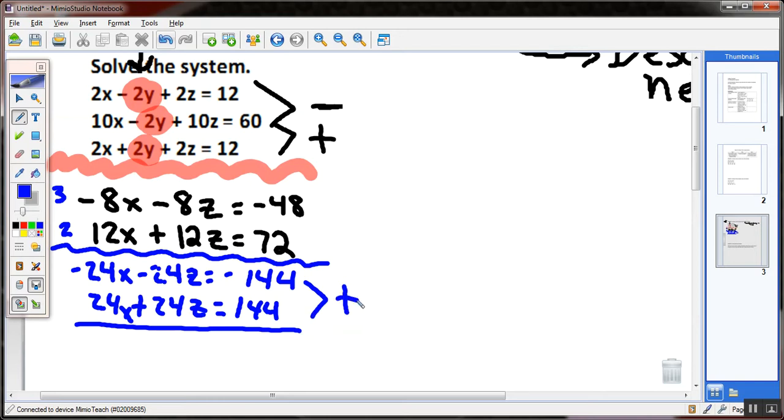Add them together. What's negative 24x plus 24x? Nothing. What's the negative 24z plus 24z? Ooh, nothing. How about on the right side? Negative 144 plus 144? Nothing. Okay, here's the deal. What we've done is we've exhausted ourselves. And we're kind of a unique case right here because the y's is what we chose first to cancel out. We're going to have to kind of go through some things here again quickly, but this is what's going on.